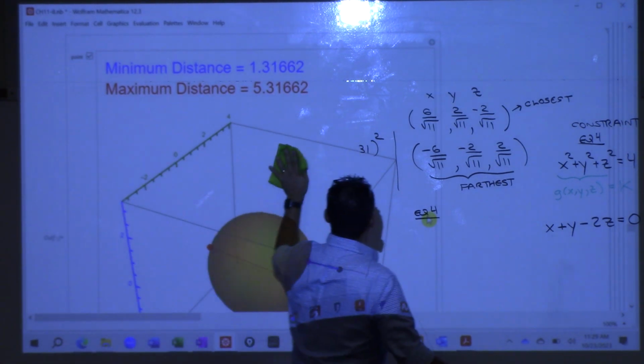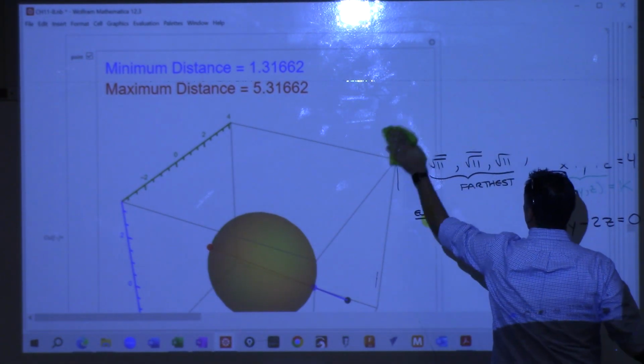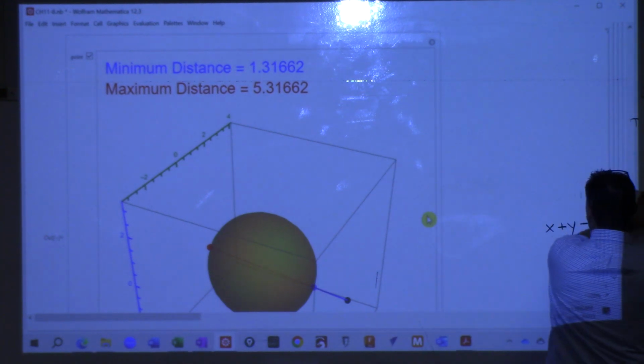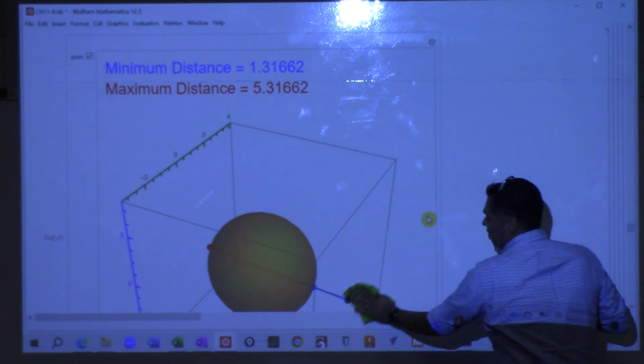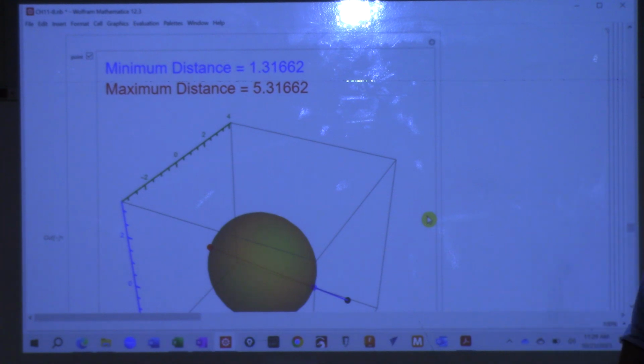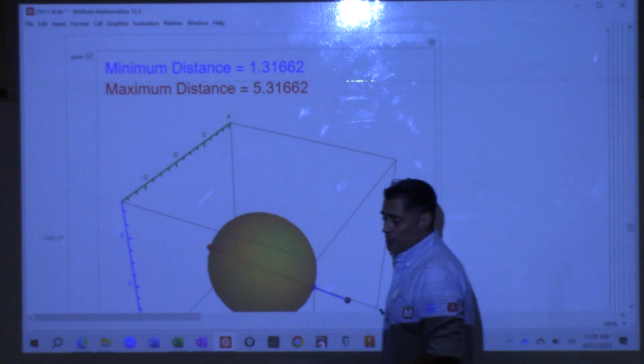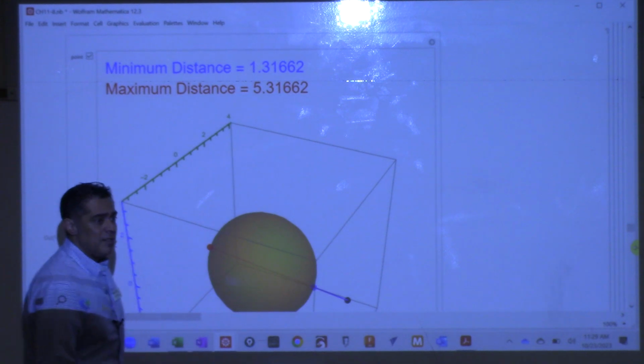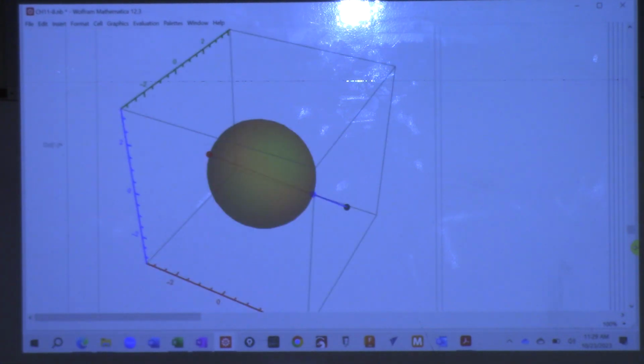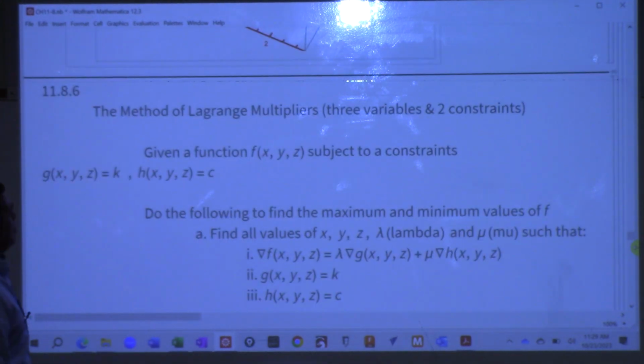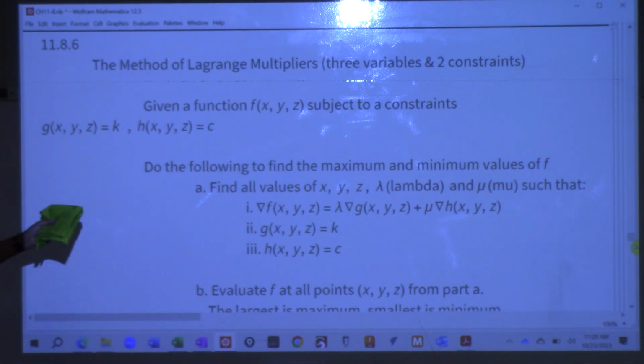All right. I'm telling you there's another version, Lagrange with two constraints. We are not going to do any of those problems, and I'm not going to test you on any of them. But I do want to at least show you the setup of one. So here are the notes that go with it.